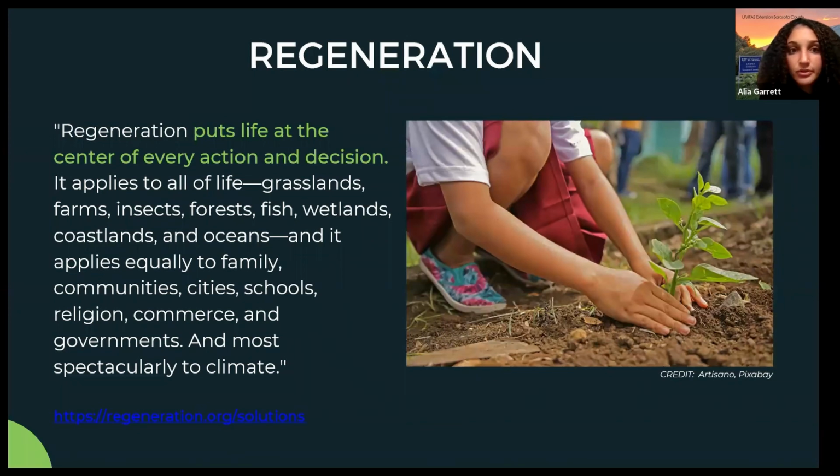Regeneration puts life at the center of every action and decision. It applies to all life: grasslands, farms, insects, forests, fish, wetlands, coastlands, and oceans. It applies equally to families, communities, cities, schools, religion, commerce, and governments, and most spectacularly to our climate. I've mentioned earlier in the presentation that it really is going to take us all. We cannot solve the climate crisis just by focusing on the environment in separate pieces. We also need equity infused in all of our decisions moving forward.